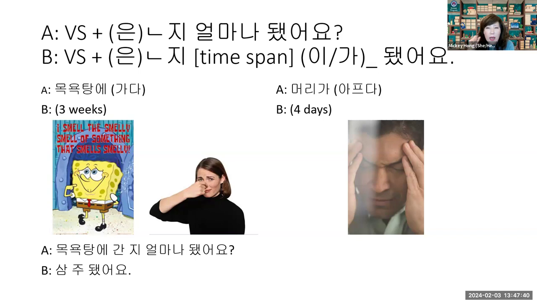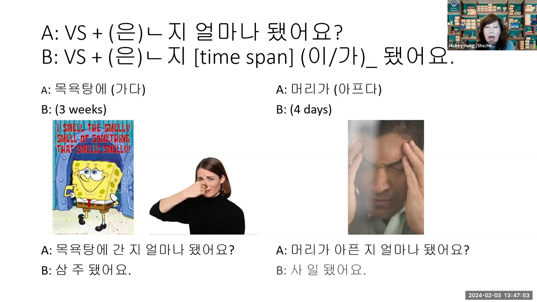How long has it been since you had the headache? 머리가, or your head's been hurting. 머리가 아프다, 아픈 지 얼마나 됐어요? 4일 됐어요. It's been 4 days. So all these things will be verb stem. But 아프다 is an adjective, actually, right? But it is feasible.